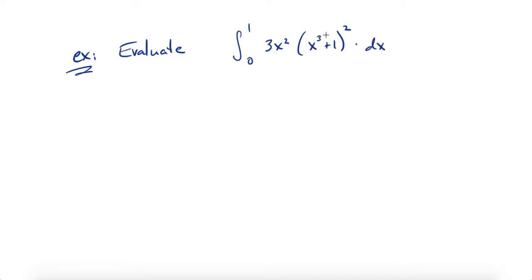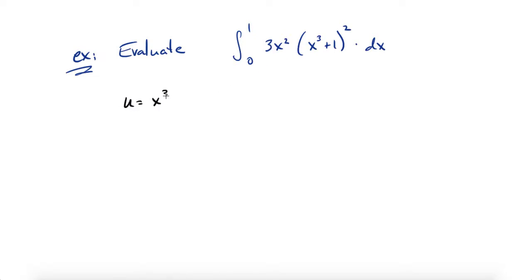We can see that this is a composite piece, right? We've got x cubed plus 1 being squared, and if you've done many substitution problems, you can probably see that the derivative relationship is very clear here, right? If I take the derivative of x cubed plus 1, I should get 3x squared. So that is in fact what we're going to do.